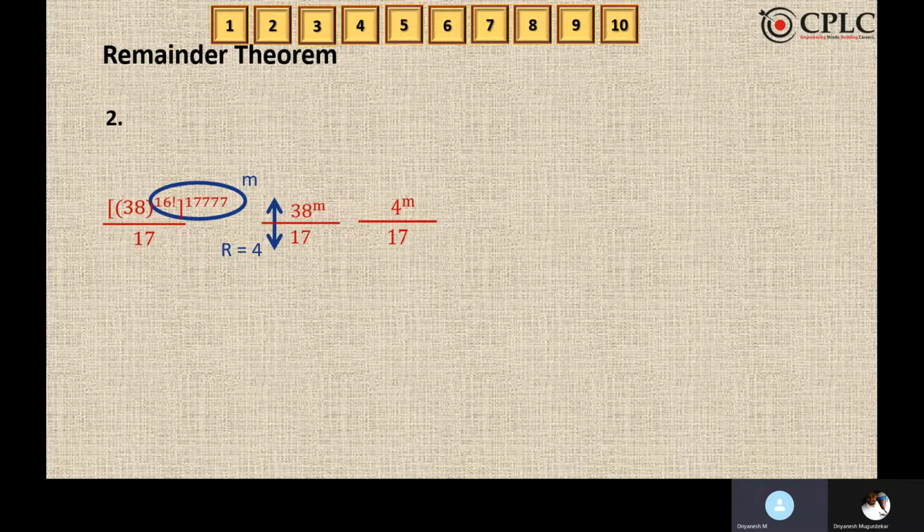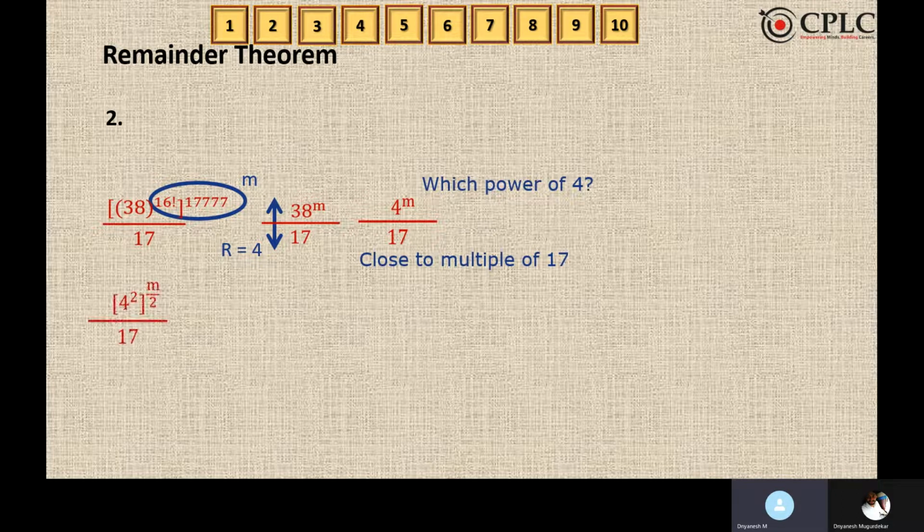Now that it has converted to this type, we will try to figure out which power of 4 when divided by 17 will give you a remainder of plus or minus 1. It is 4 square, which is 16, and when divided by 17 it will give you remainder minus 1. For that adjustment, we will have to write m as m by 2. So 4 square, the whole raised to m by 2, divided by 17. Replace the number by remainder, you get minus 1 raised to m by 2, the whole thing divided by 17.